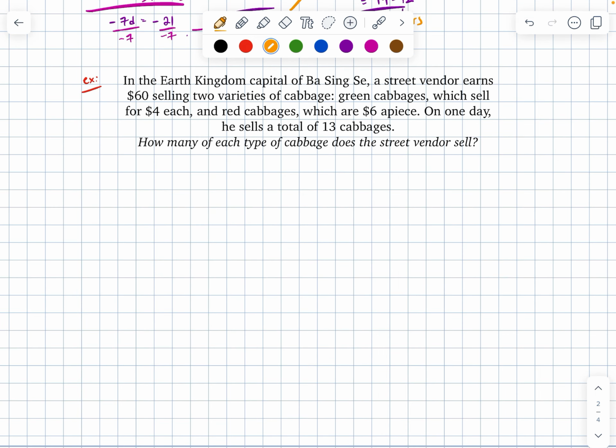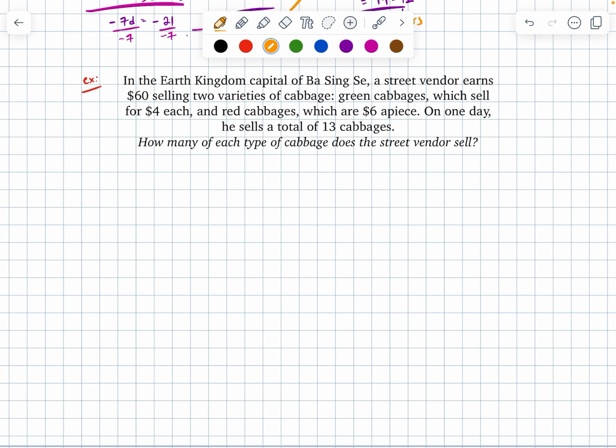Another one that you might see might look something like this guy. In the Earth Kingdom capital of Ba Sing Se, a street vendor earns $60 selling 2 varieties of cabbage, green cabbages which sell for $4 each, and red cabbages which are $6 a piece. On one day, he sells a total of 13 cabbages. How many of each type of cabbage does the street vendor sell?